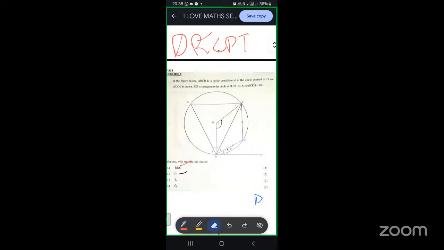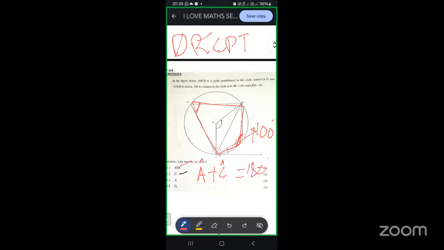Now, let's go back to our question, where we are required to calculate the size of angle A. Remember, we found this angle as 100 degrees, right? Yes, sir. And we said this is a cyclic quad, right? Yes, sir. Remember the first property: opposite angles of a cyclic quad are supplementary. Therefore, angle A plus angle C gives 180 degrees.